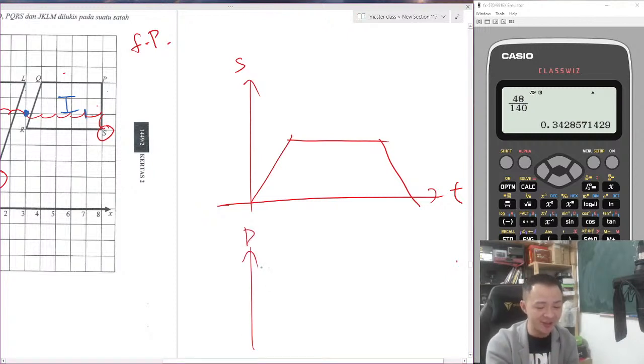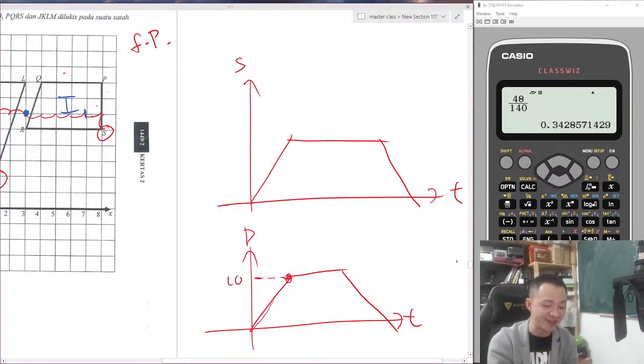If today this is distance time graph, then a different story. Let's say this is 10, then at least I know the car actually travelled about 10 km because I see a 10 here. I can get the distance easily from distance time graph. But for speed time graph, if you want to get the distance, you need to find the area, because area is equal to the distance.